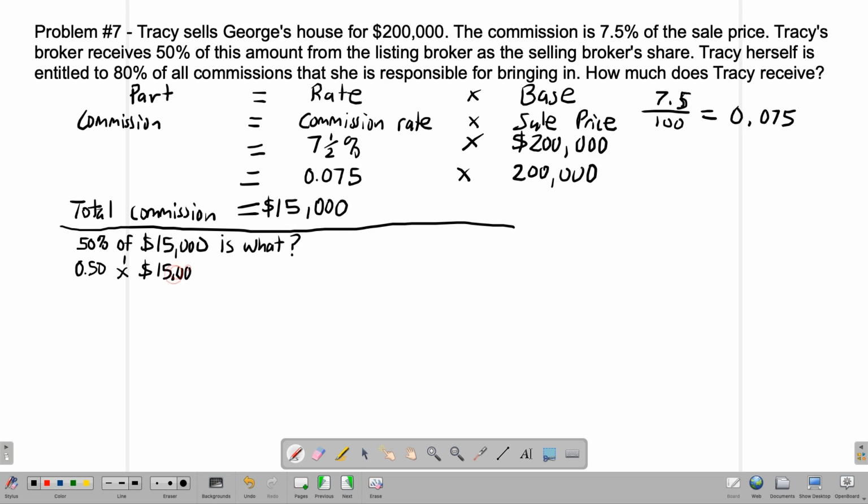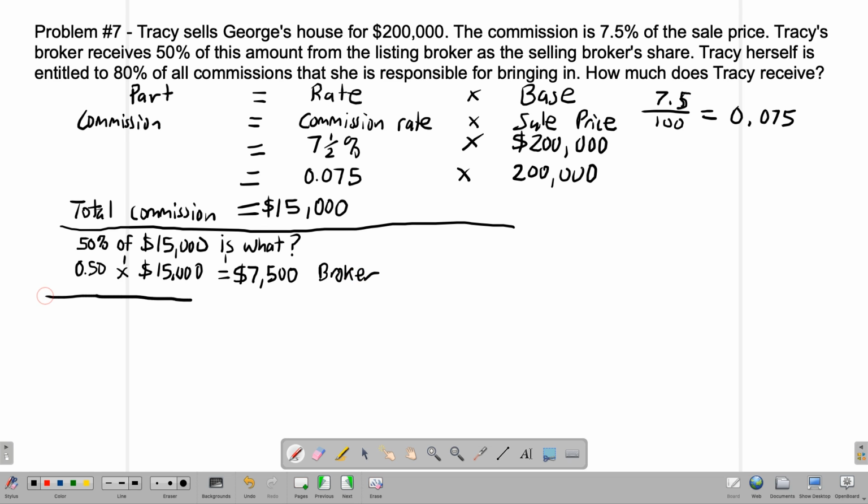Here we're just rewording the equation. The is an equal sign, and then whatever we're trying to find. So we're trying to find out what is the particular half that the broker receives. So 15,000 times 0.50 equals a value of 7,500. And that answers the second part of it. Tracy's broker receives 7,500. So this goes to the broker.